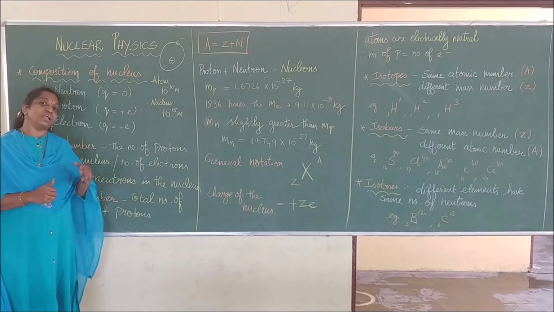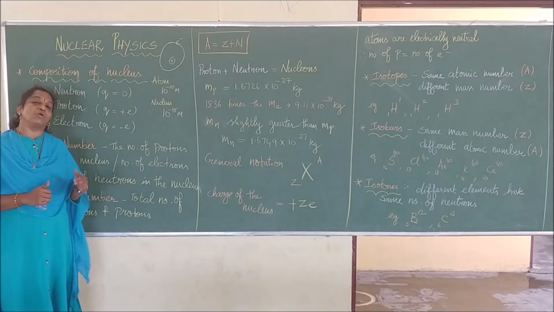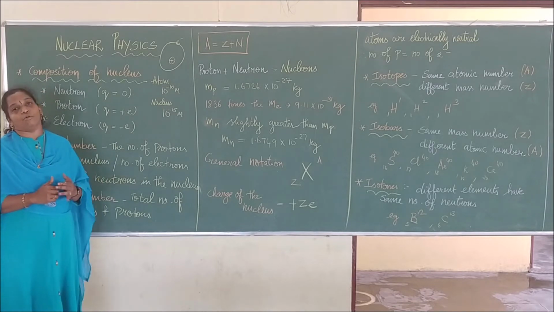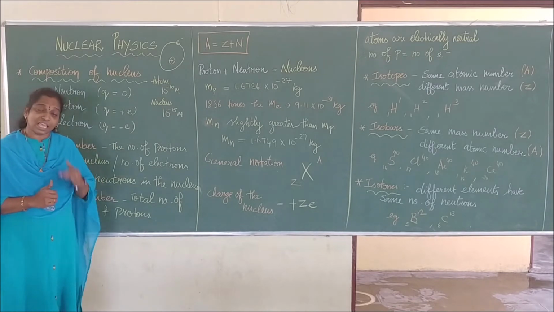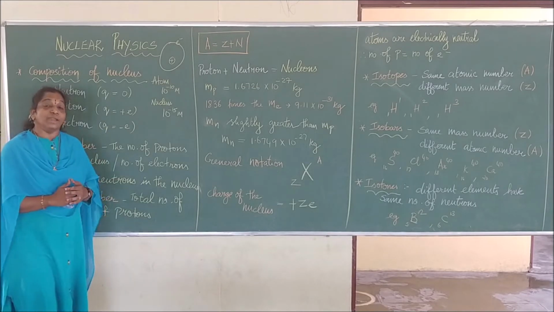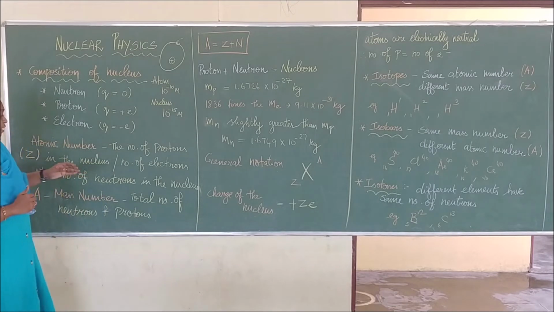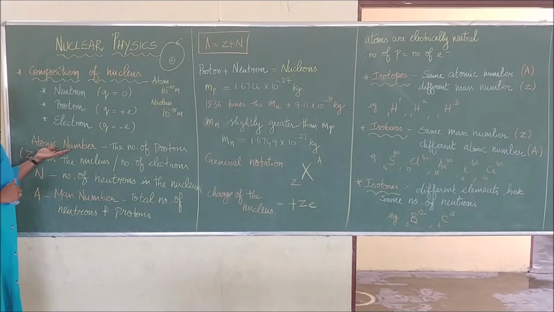Since the atoms are electrically neutral in nature, we can also say that the number of protons in an atom will be equal to the number of electrons. Therefore, we can say the atomic number is the number of electrons too. So what are we going to learn about? The atomic number.